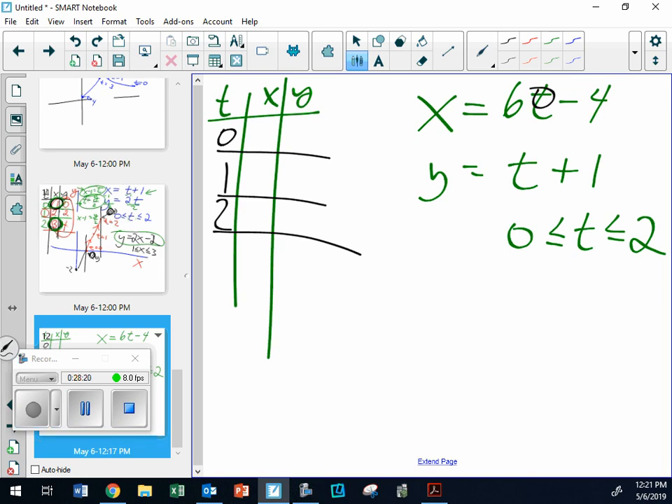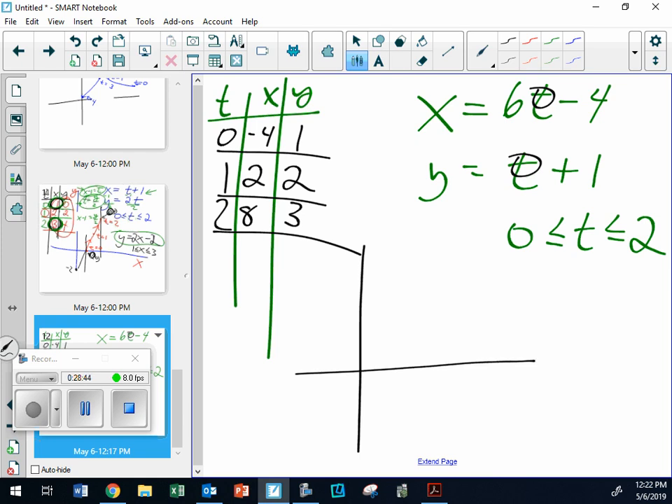I'm going to put in 0. At first, it's really easy because I only have 2 things to look at. So x is negative 4, and y is 1. Raise your hand if you had negative 4, comma 1. Okay, awesome. Could you give me the next 2? 1 goes in and you get 2 and 2, and then 2 goes in and you get 8 and 3. Can you guys verify are those correct? Okay, awesome.